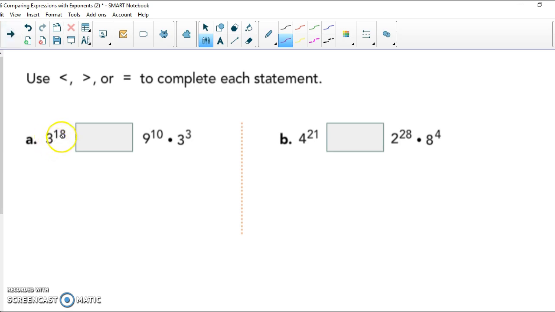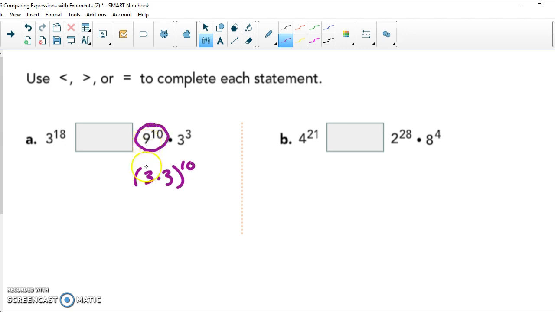So we have 3 to the 18th power on the left. Over here I have 9 to the 10th power times 3 to the 3rd power. We don't know how to multiply these because I have different bases, but what I notice is that a 9, I could make a 3, right? Because 3 is a factor of 9. So I'm going to take 9 to the 10th and I'm going to break it into 3s. So I'm going to think of 9 as 3 times 3. And I'm going to raise that to the 10th power.